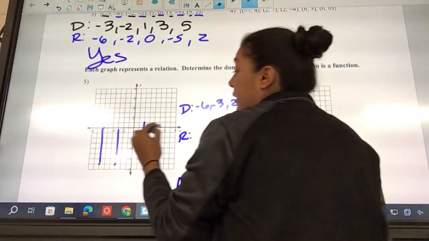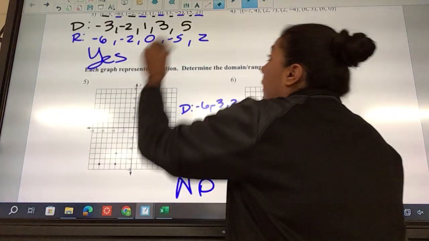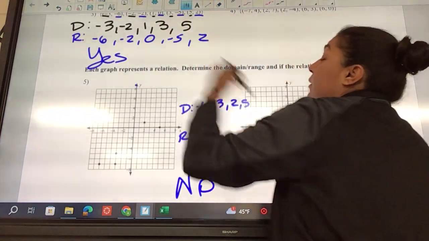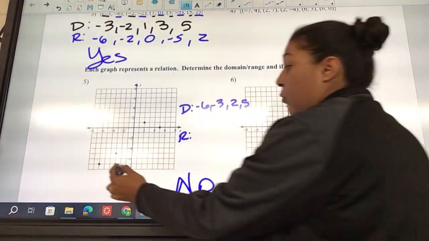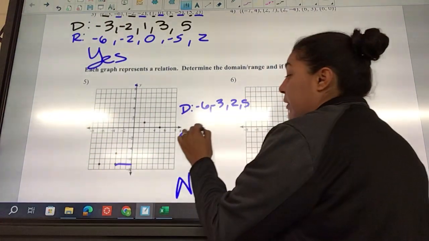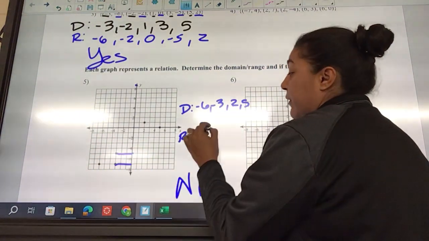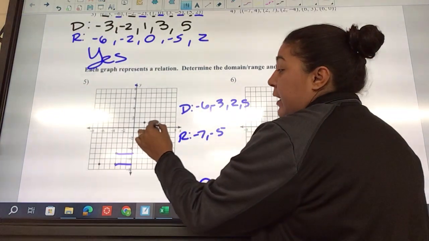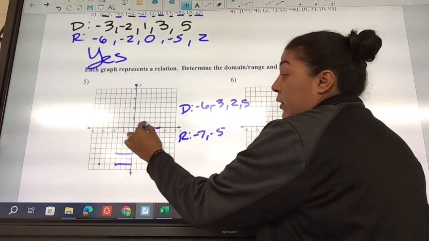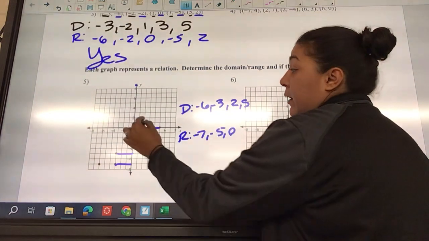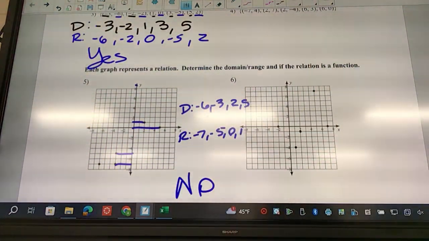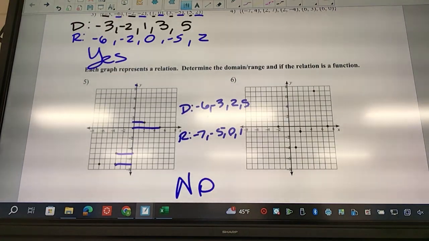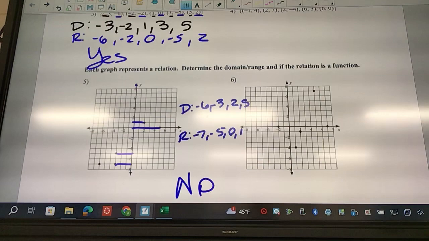As far as the range goes, this is the y line. We're going to look over either left or right. I have one at -7, -5. This one is at 0 on the y line, and at 1. Again, I have another repeating y, so we don't write that one down either, what is it at? -7.